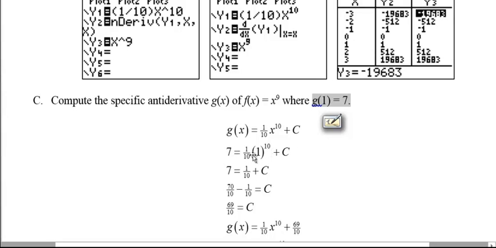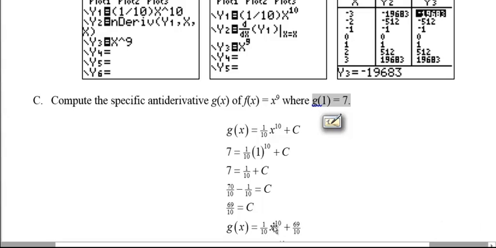Of course, 1 to the 10th is 1, so 7 equals 1/10 plus c. Subtract 1/10 from both sides, get a common denominator. 7 is 70 tenths. 70 tenths minus 1/10 is 69 tenths. Plug that back in place of c because we found that c is 69 tenths. So g of x is 1/10 x to the 10th plus 69/10.